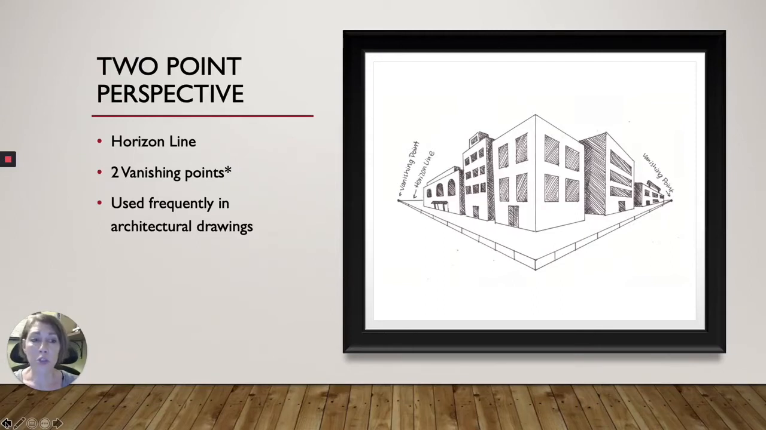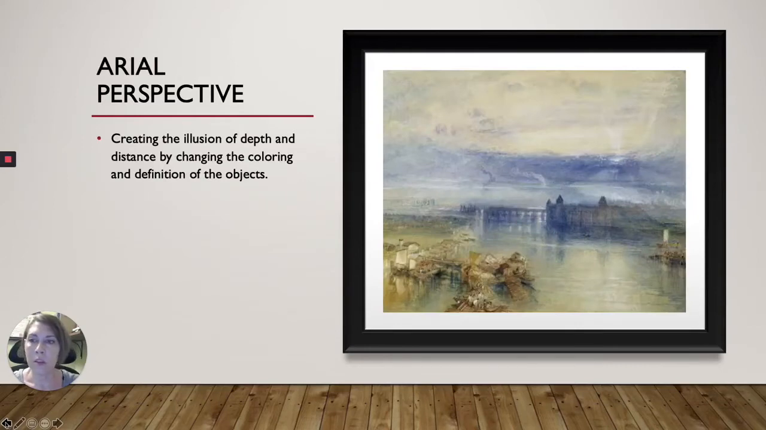Then we're going to have two vanishing points, one on either side of the picture. This is usually used in something like architectural drawings, or sometimes we see them in paintings, like here, where we would see a corner scene, or maybe we're standing where we want to see more than one viewpoint. We also have something called the aerial perspective.